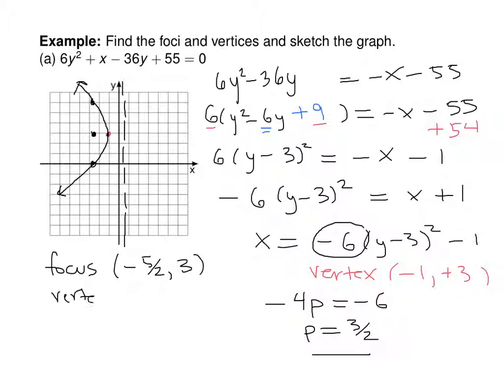The vertex was at negative 1, 3, and since it's a parabola, we also care about the directrix. It's the line x equals 1/2.